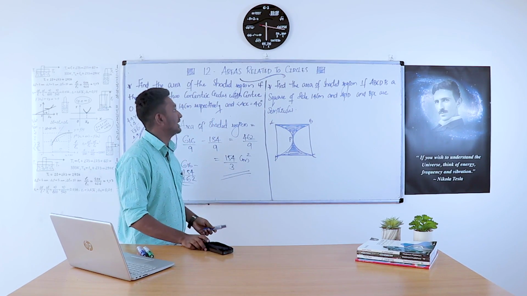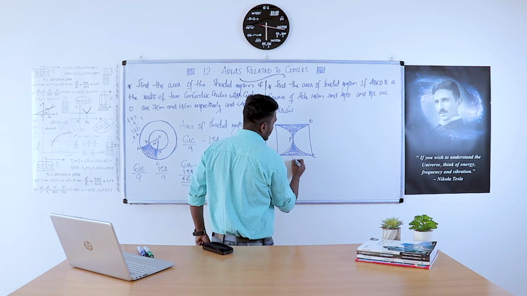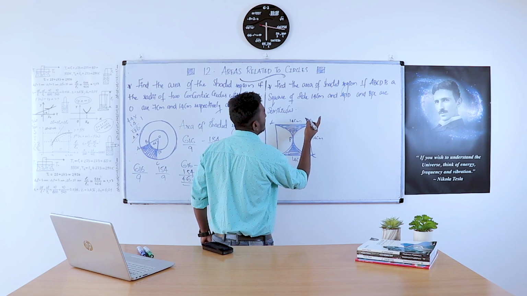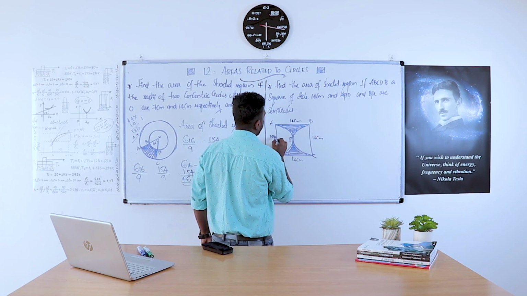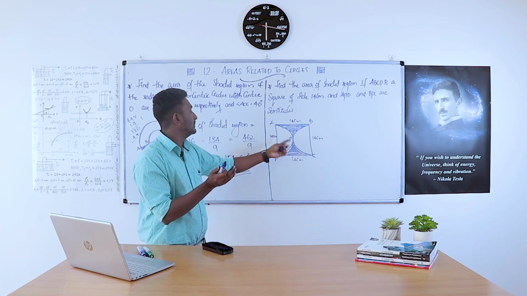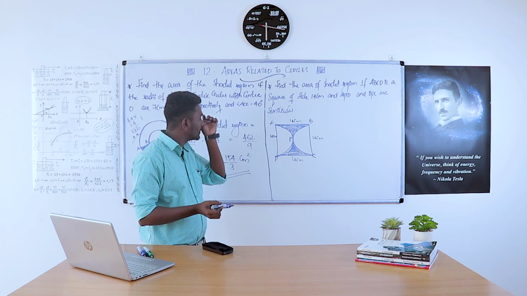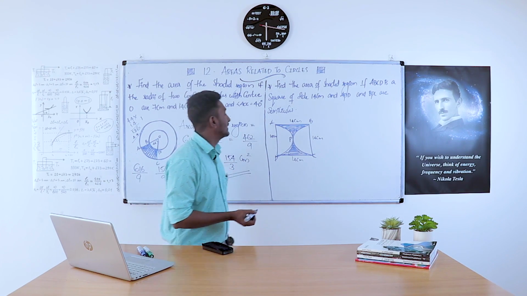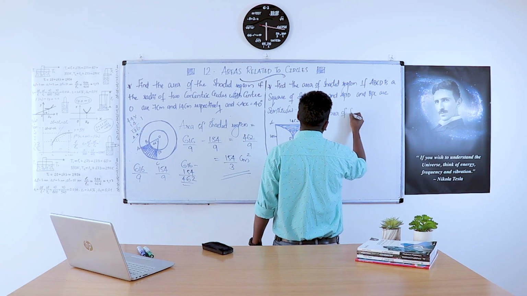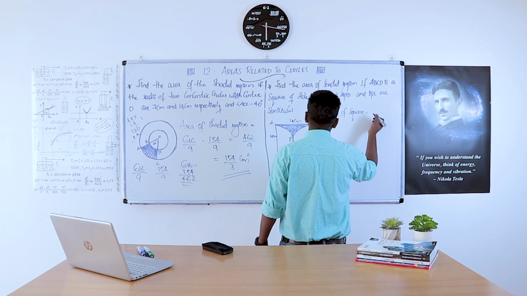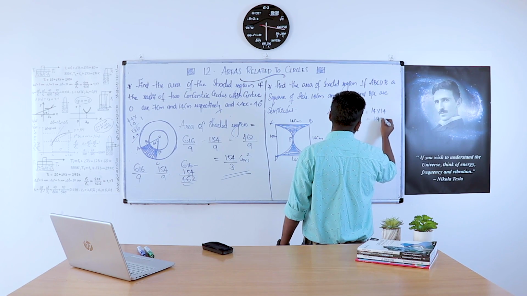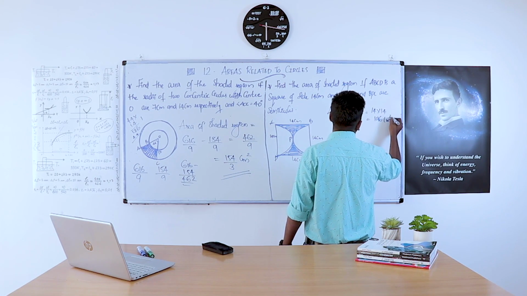Here ABCD is a square of side 14 centimeter, and APD and BPC are semicircles. So what happens when these semicircles together make a circle? So area of square minus area of circle gives the area of shaded region. First I am going to find the area of square. Area of square is side into side, that is 14 into 14. That is 196 centimeter square.